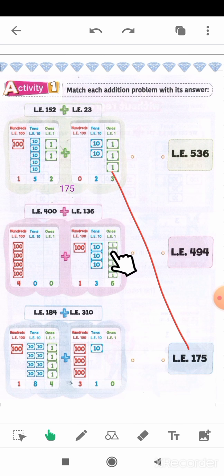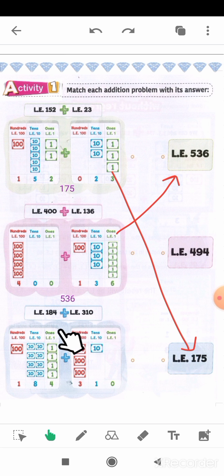So we'll take units with units. 6 plus 0 equals 6. 3 plus 0 equals 3. 1 plus 4 is 5. So we have 536. Like this.